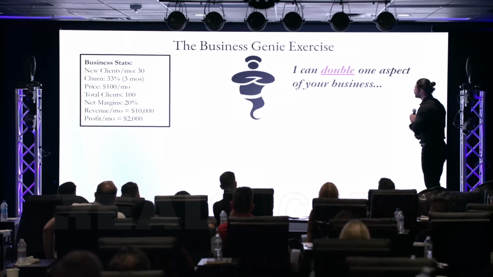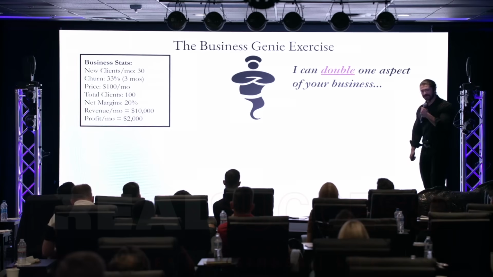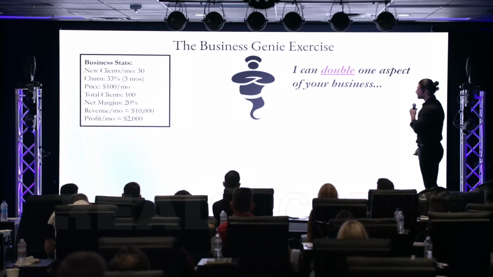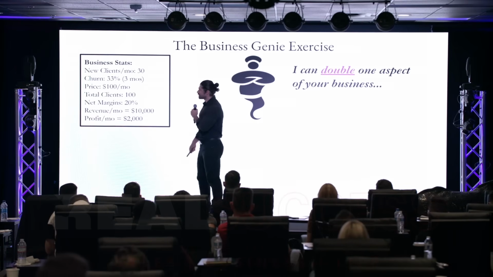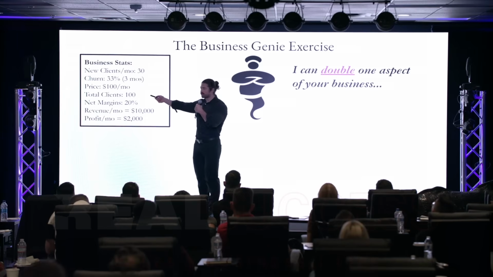All right. So this is the business Genie exercise. This is our sample business. We get 30 new clients a month, 1 client a day. The average client stays with us for 3 months. The price per month is $100. We currently have 100 clients. We're at a point of equilibrium.